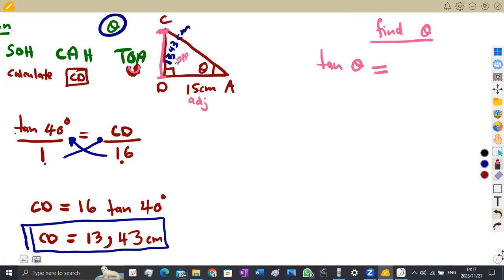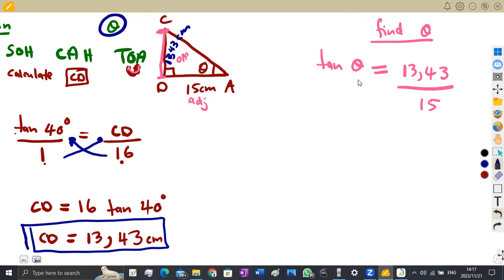So what is the opposite according to theta? According to theta, the opposite is CD, the calculated side, which is 13,43, over the adjacent. According to here, we need the adjacent, and our adjacent is what? Is 15, which is the side that you're already given. So you can write it as a decimal if you want, but you can just find theta.